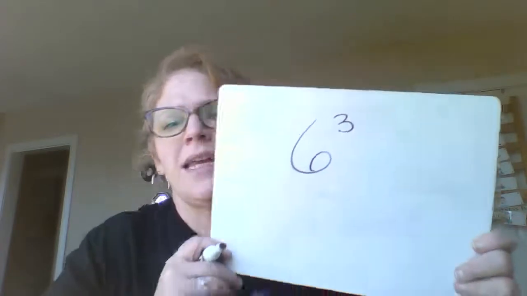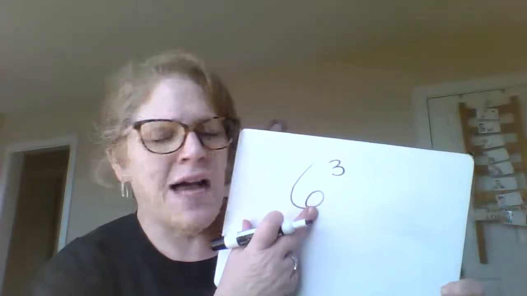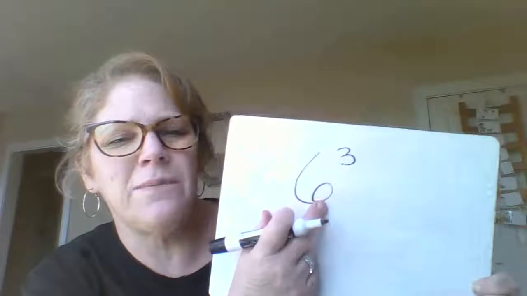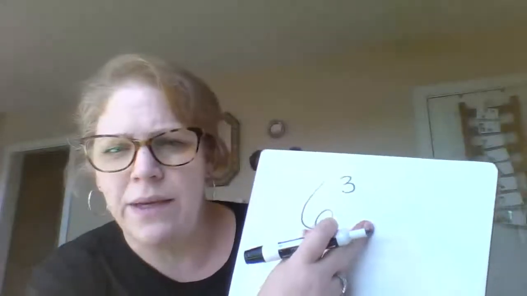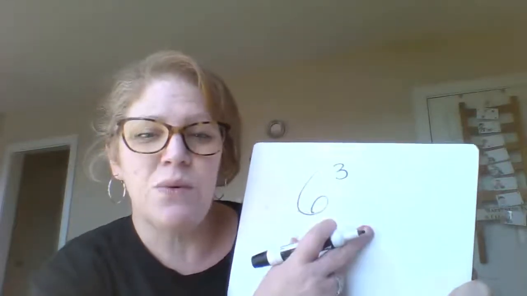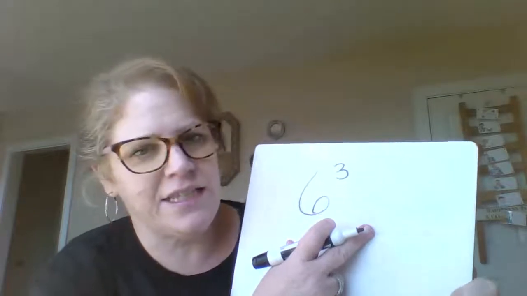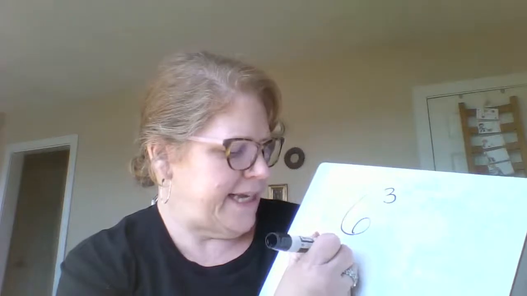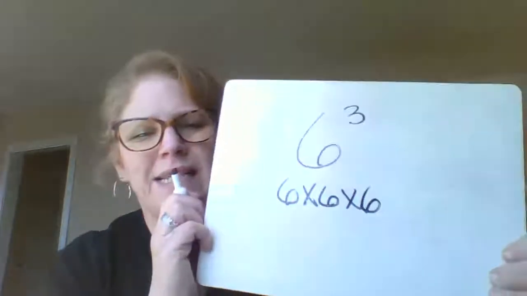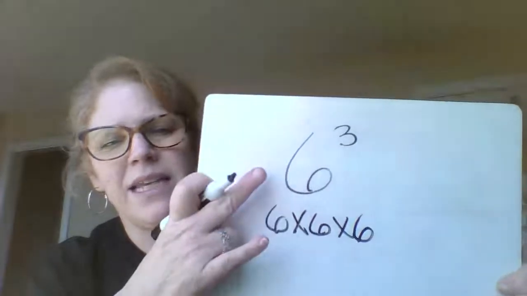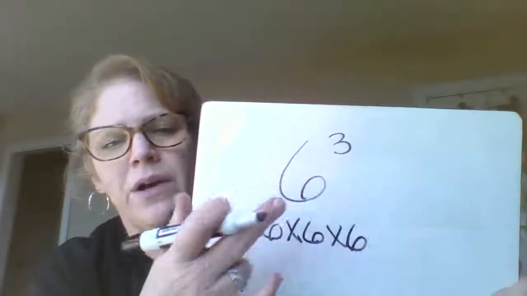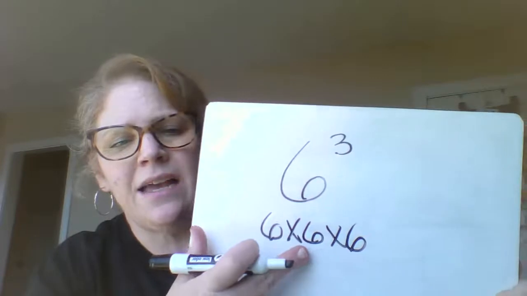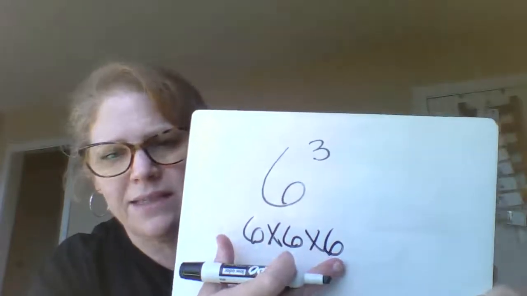Okay? This is not telling me to multiply 6 times 3. 6 times 3 is 18. That's not the answer here. What this is telling me is to multiply 6 times itself 3 times. So 6 to the third power is 6 times 6 times 6.